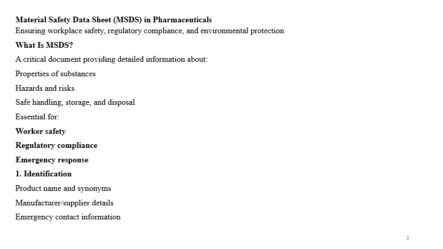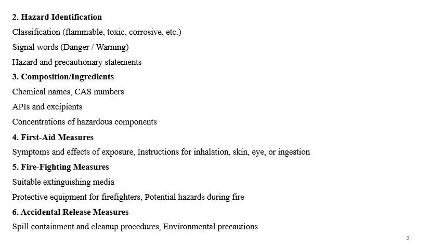First is identification. So it is regarding the product name and the synonyms. Manufacturer supply details, emergency contact information is given in the MSDS. Then hazard identification. So it is classified based on the hazard identification, like whether the material is flammable, toxic, corrosive. Then signal words are there like danger or warning. Hazard and precautionary statements are there.